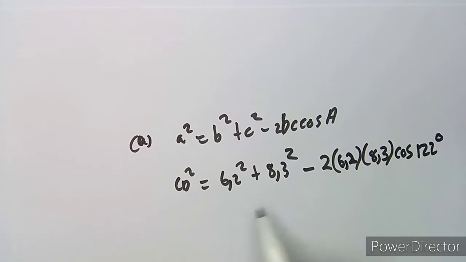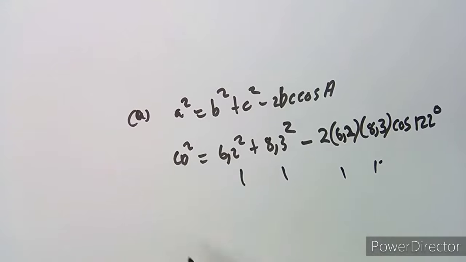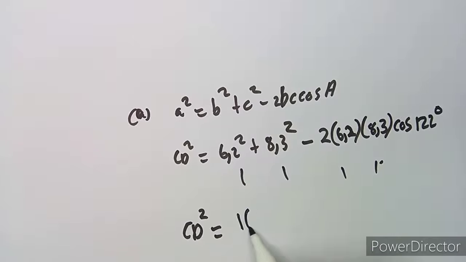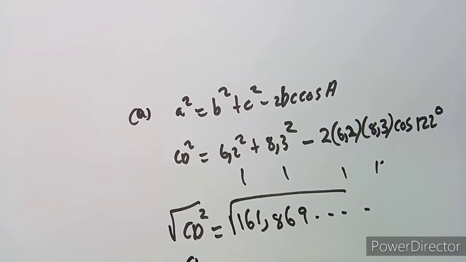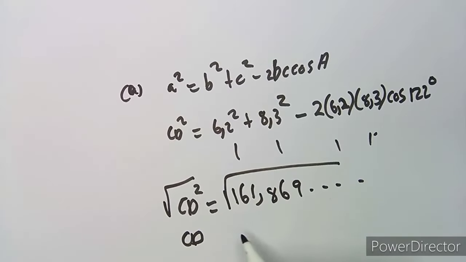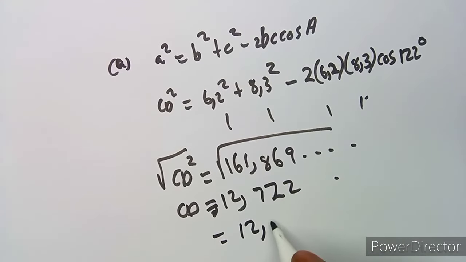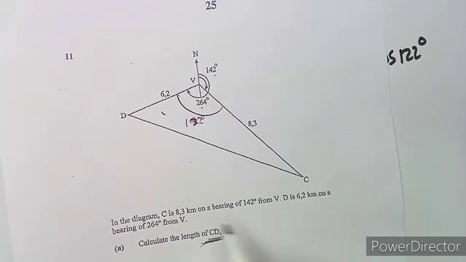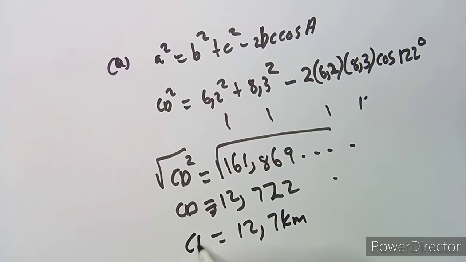Make sure that you do them stage by stage until you obtain your CD squared being equal to 161,8697 and so forth. So to find your CD, remember you have to introduce your square root, and you're going to obtain something like 12,7227. Okay, so to three significant figures, that's going to be 12,7, and these are kilometers.